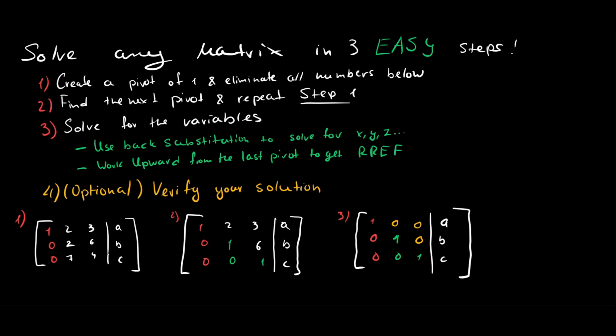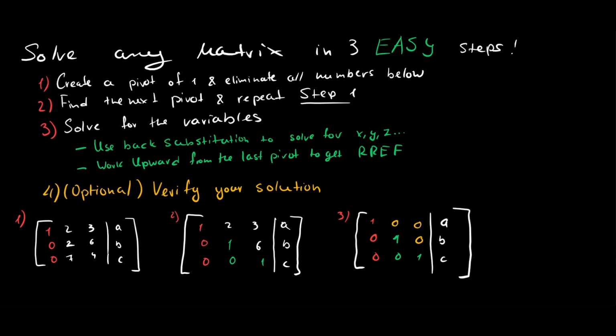In this lesson I'm gonna show you how to solve any matrix in 3 easy steps. So let's get started. The first step is we have to create a pivot of 1 and eliminate all of the numbers below. So when we take a look at this matrix, we need to create, in the first column, a pivot number as 1. And then we gotta eliminate all of the other numbers below. We have to turn them into zeros.